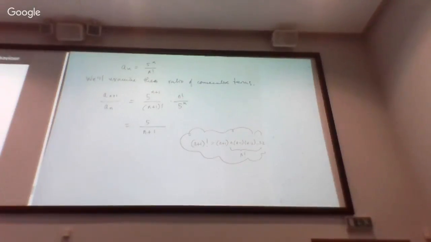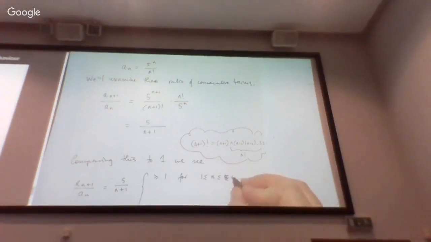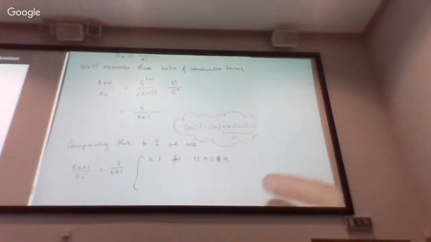And we're trying to assess which is the bigger part, the numerator or the denominator, so we should compare it to 1. So comparing this to 1, a_{n+1} over a_n is 5 over n+1. Well, this shows two types of behavior. It's going to be greater than or equal to 1 for every value of n between 1 and 4. Okay, so it's 5 divided by a small positive integer for the first few terms.